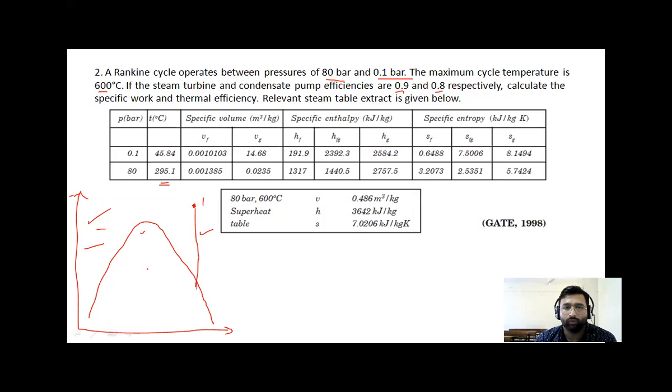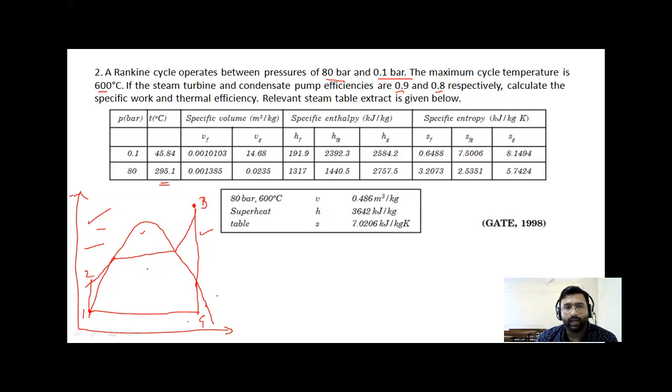Now here also I don't know whether point number 2 will lie inside the wet region, outside the wet region, or on the curve. That we have to calculate. Again, it will be in the condenser. So by default, we have to assume the outlet of the condenser is saturated liquid. Then again, pump work. So this will be pump work, this will be heat added in the boiler, and this will be superheating. So this way the diagram will look. Let us say this was our point number 1, 2, this is point number 3, this is point number 4.